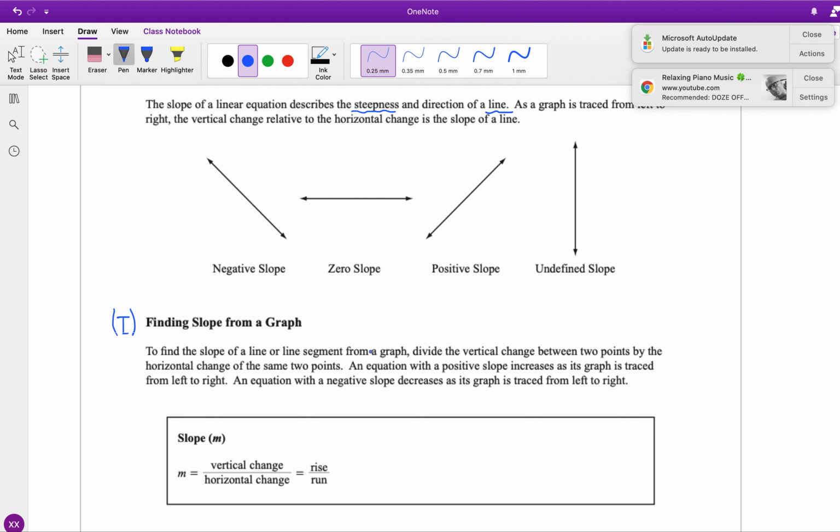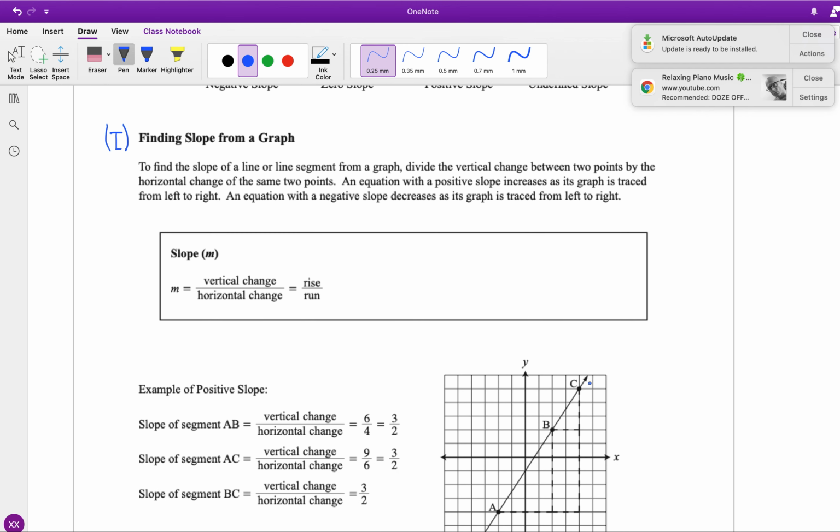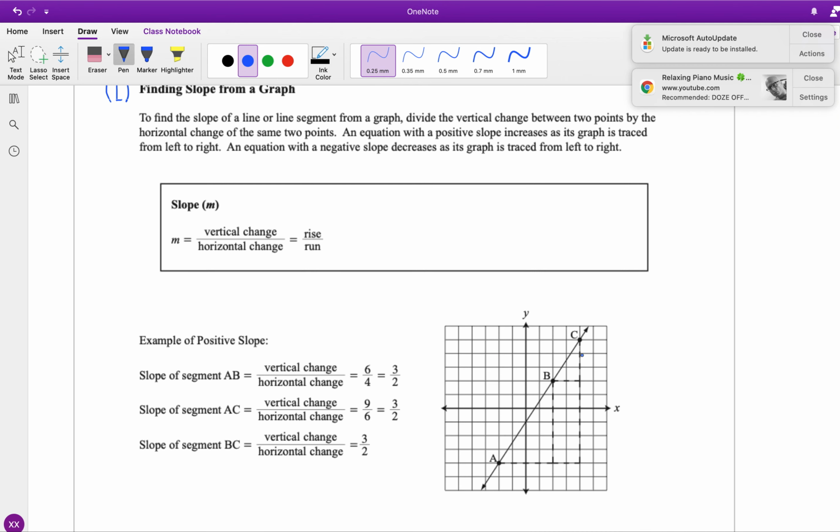If a graph is given, how can we find the slope? As a graph is given, here is a line. How can we find the slope? Well, the definition of slope is rise over run. So, for example, if you have another line that has the same run, but it goes like that, this line goes like that.